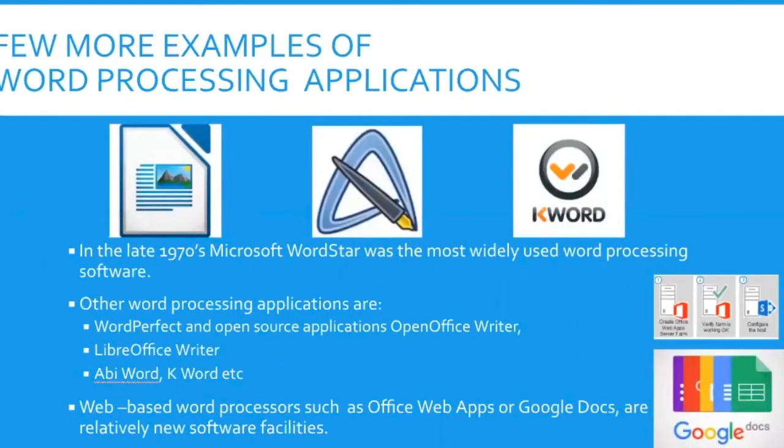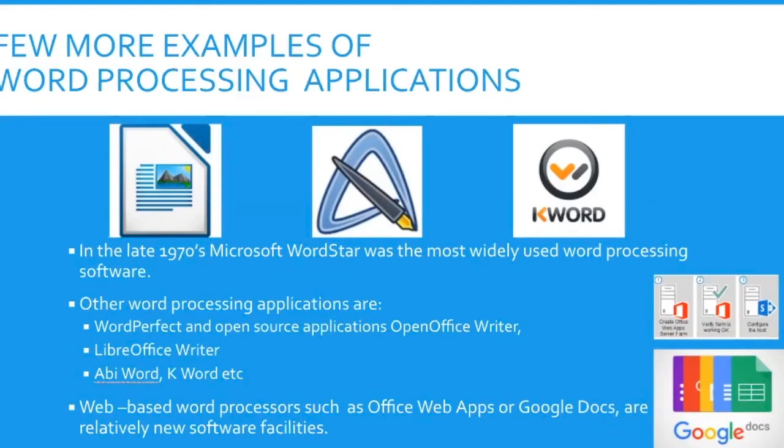Now we have a few more examples of word processing applications. In the late 1970s, Microsoft WordStar was the most widely used word processing software. Other word processing applications are WordPerfect and open source applications, OpenOffice Writer, LibreOffice Writer, AbiWord, KWord, etc. Web-based word processors such as Office Web Apps or Google Docs are also relatively new software facilities.